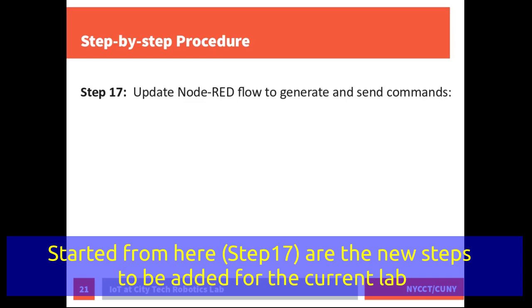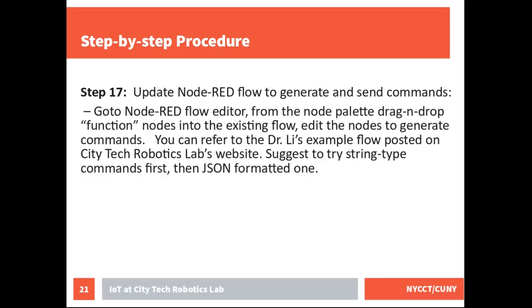Step 17. Update the Node-RED flow to generate and send commands. Go to the Node-RED flow editor. From the node palette, drag and drop a function node into the existing flow. Edit the nodes to generate control commands. You can refer to my example flow posted on the CityTech Robotics Research Lab website. I suggest you try string type commands first and then JSON formatting later.